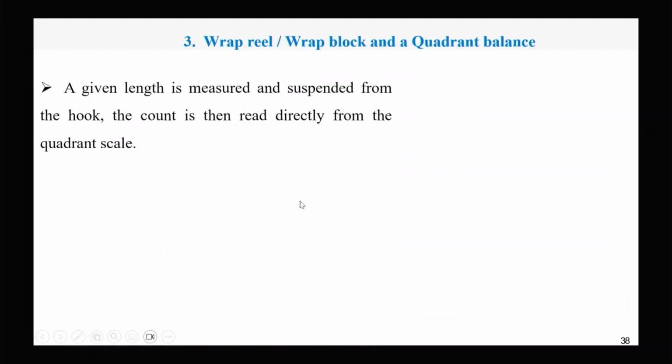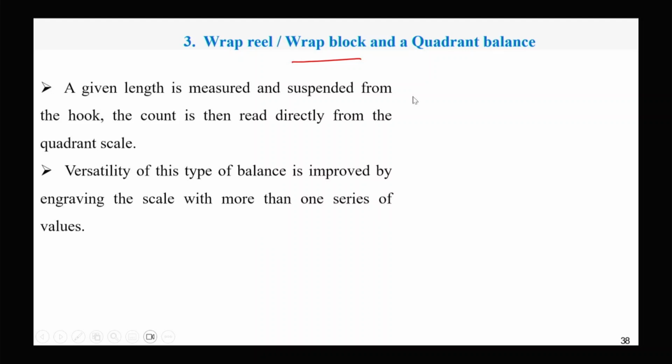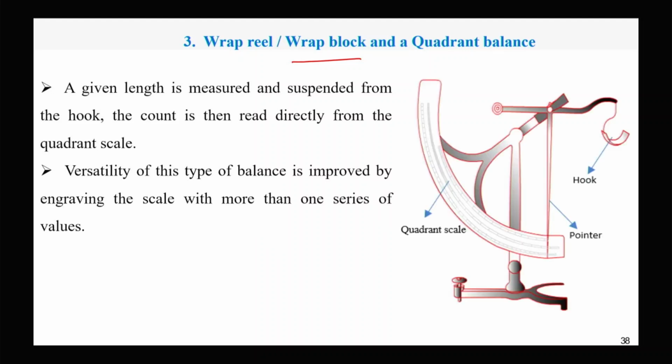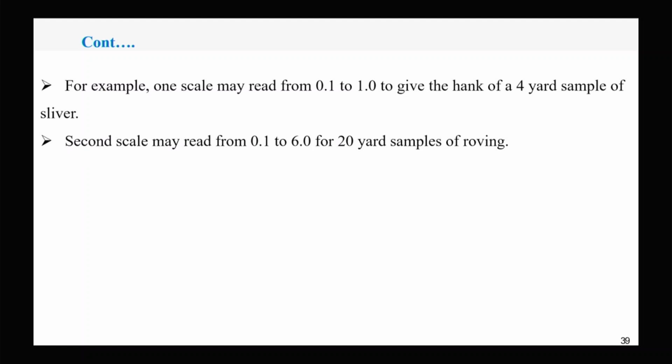Then the wrap reel and wrap block. The wrap block is used for linear density measurement of roving or sliver. A quadrant balance system is also there. Here we place the lea, and depending on the linear density, the pointer gets deflected, and from the quadrant scale we can directly get the linear density value. We don't have to calculate.